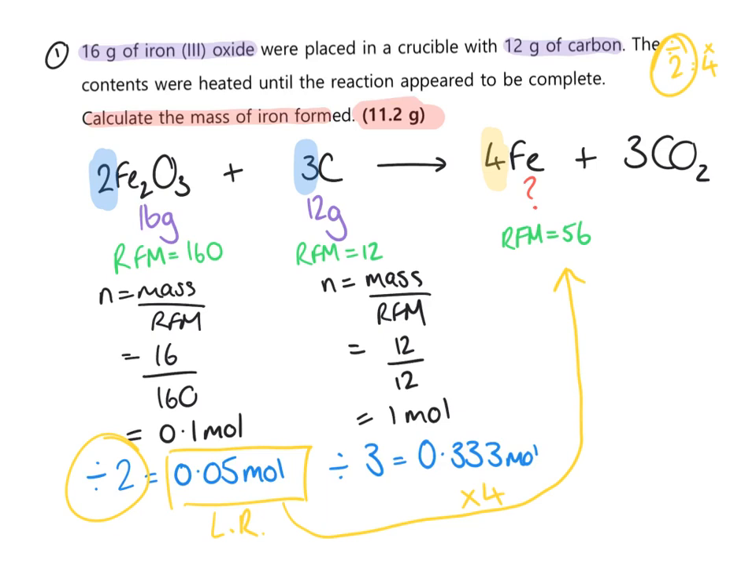So now what we want to do is multiply my number of moles of iron oxide by 4, and that gives me 0.2 moles of iron that I will form. So 0.05 times 4 is 0.2. Then we need to work out our mass of iron. So we use the equation mass equals n times RFM. Our number of moles is 0.2, our RFM is 56, and that gives me a mass of 11.2, and our units of mass are grams.